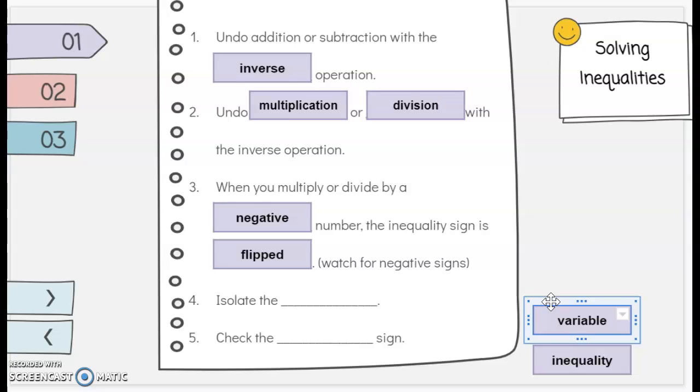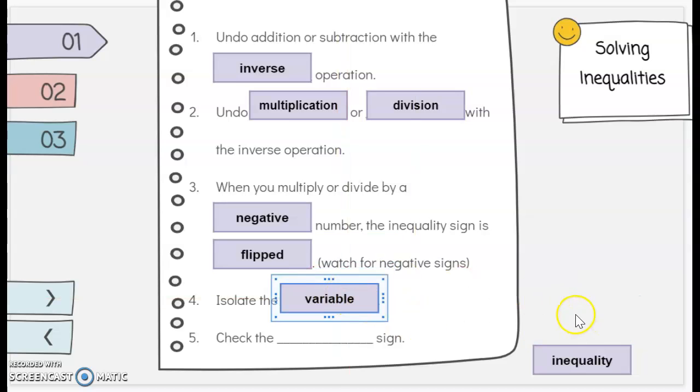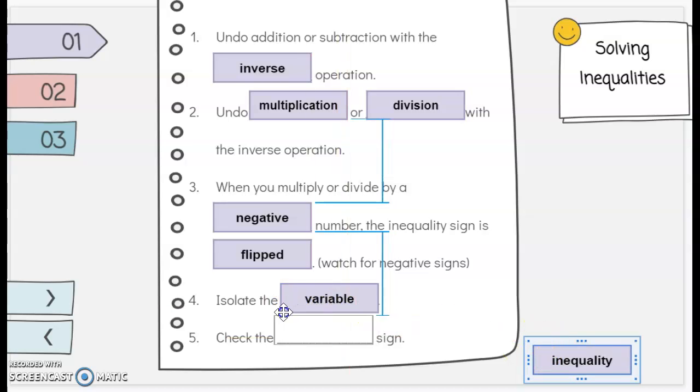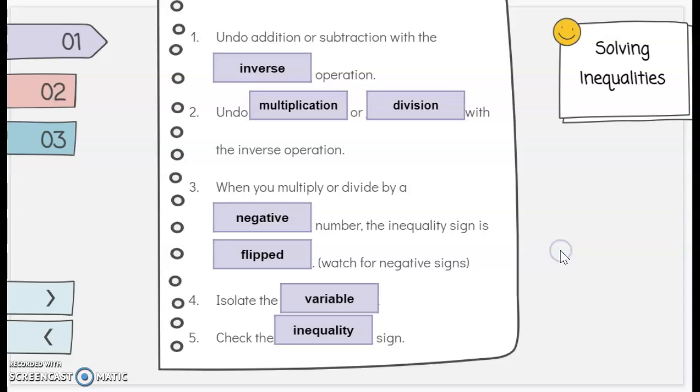Okay, don't forget, we need to isolate the variable just like we do in equations, and then we need to check our inequality sign to make sure it's facing the correct way. Okay, that's how it goes.